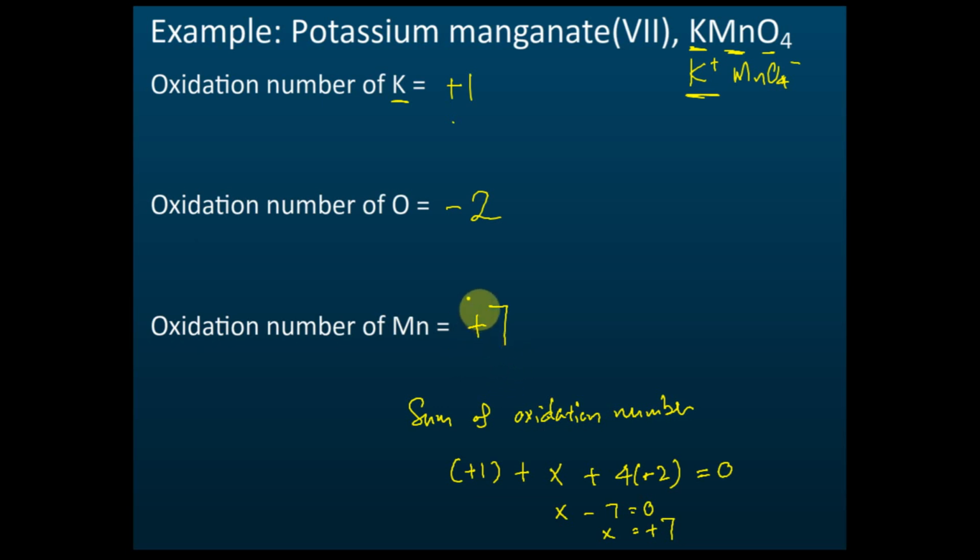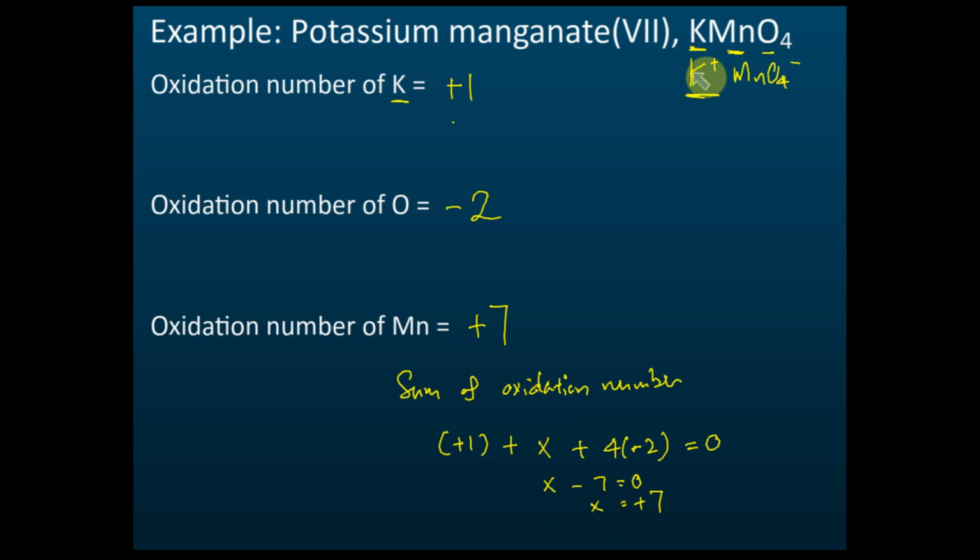So the answer is +7. The sum of oxidation numbers: potassium +1, manganese we don't know, 4 oxygens, 4 times -2, and this is neutral. So the sum of the oxidation numbers is equal to 0. +1 plus -8 becomes -7, so X plus (-7) is equal to 0, and therefore X is equal to +7.